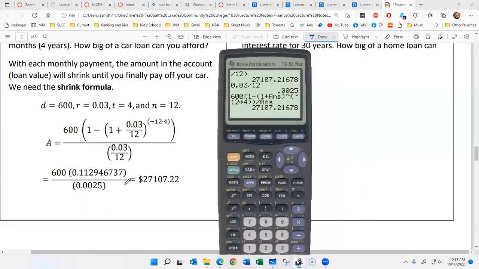And then rounding to the nearest cent. Even if they don't ask you to, since we're dealing with money, we don't have a 600 thousandths of a dollar currency, so you have to round to the nearest penny.